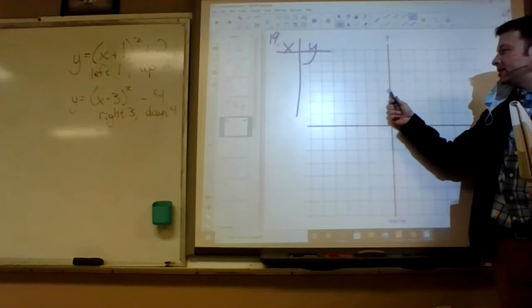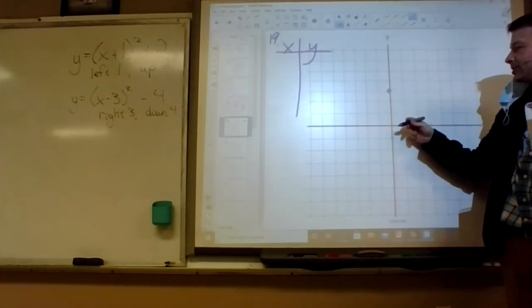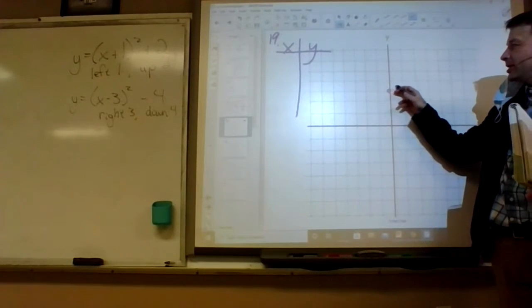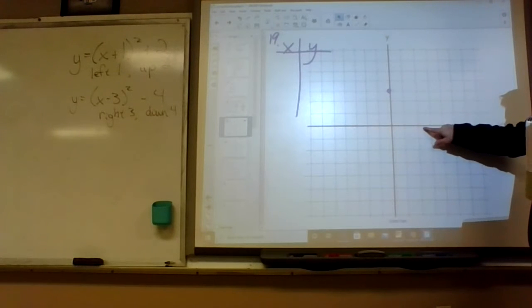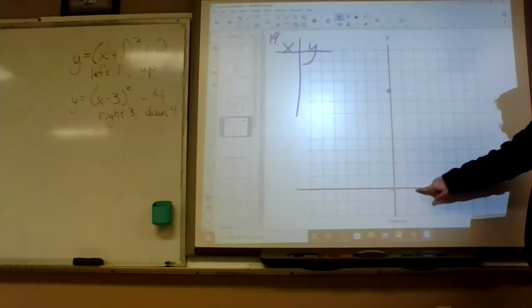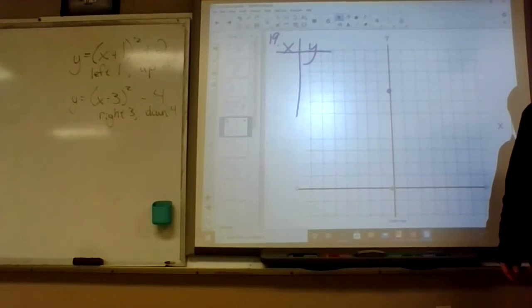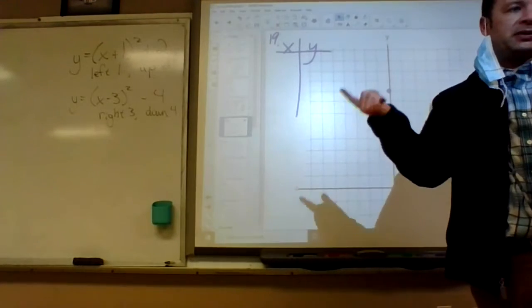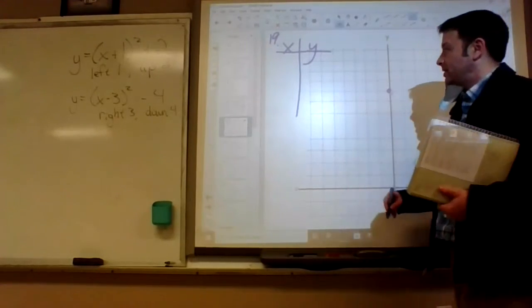I know the graph is going to be going up from here, so I probably should have put my x-axis down here. That leaves more room. Can you flip them? If you have a negative in front of your x squared, it's going to be upside down. But none of these have negatives, so we're not going to have any upside down parabolas today.